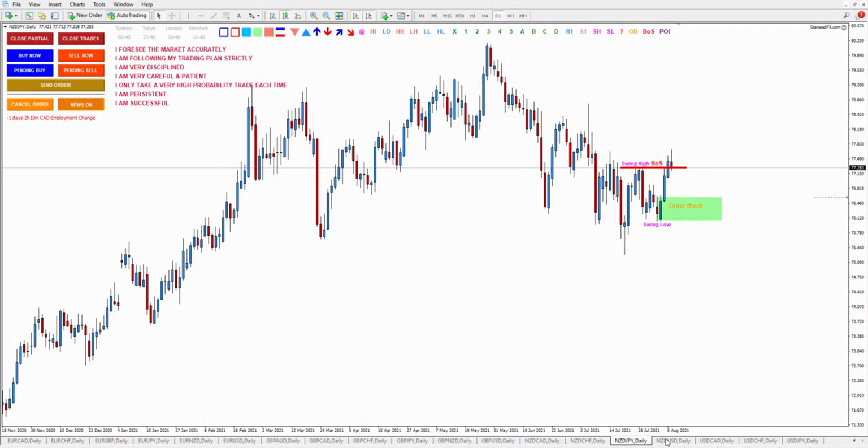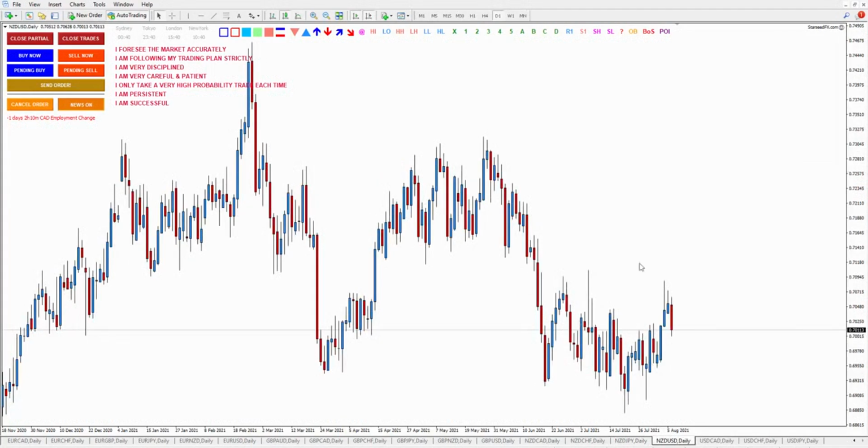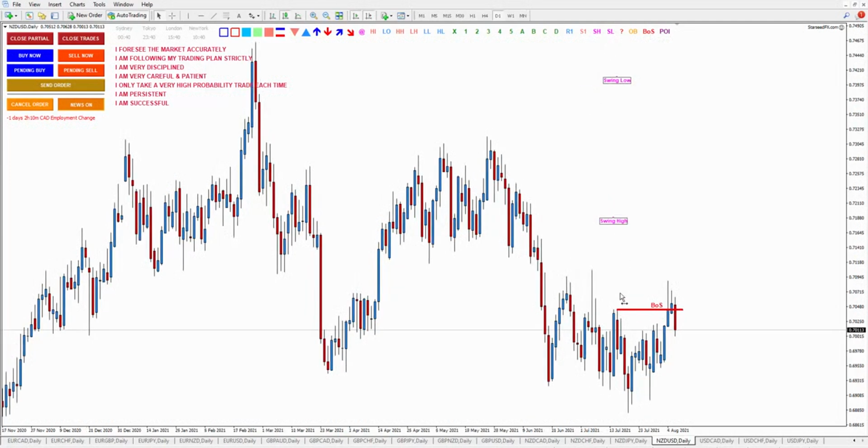All right, now let's go to New Zealand dollar. So where is the last clear breakout? It also breaks above over here. So this is the break of structure. This is a swing high, swing low, and our order block is the last bearish candle before the breakout happened. This is our first take profit target, and this is the second.